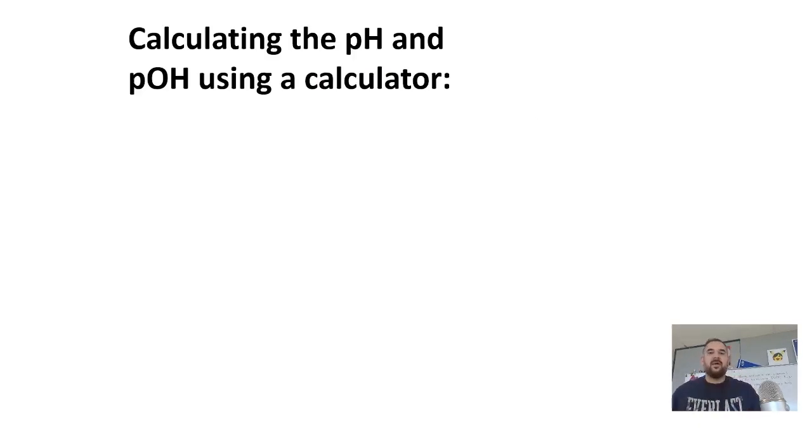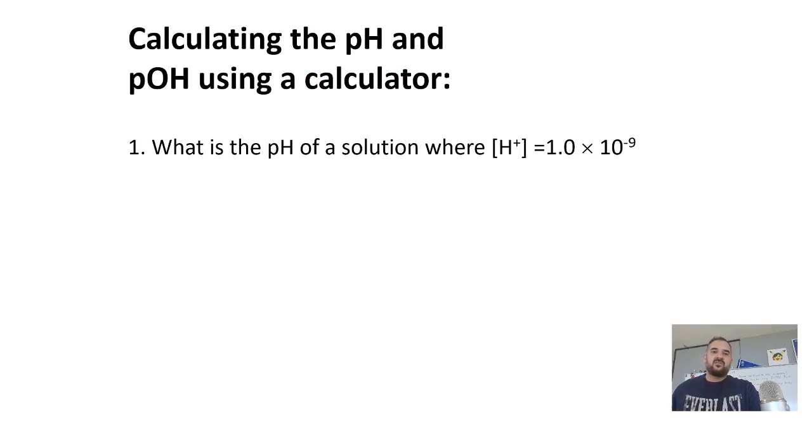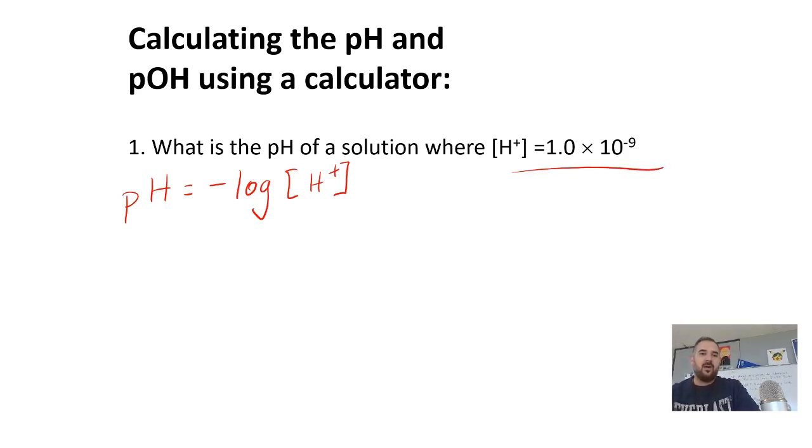All right, so let's go ahead and do some calculations. It says, what is the pH of a solution where your H plus concentration is equal to 1.0 times 10 to the power of minus 9? I'm going to start by writing out my formula. So pH is equal to what? What was the equation? Negative log of our H plus. They're telling us what our H plus is, so we can go ahead and solve this.